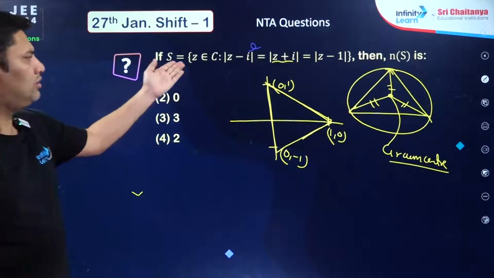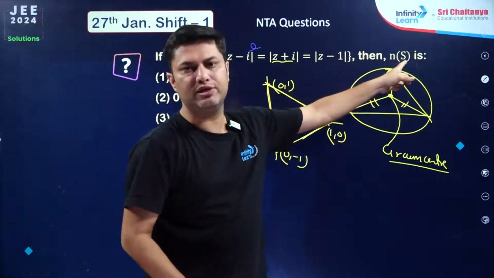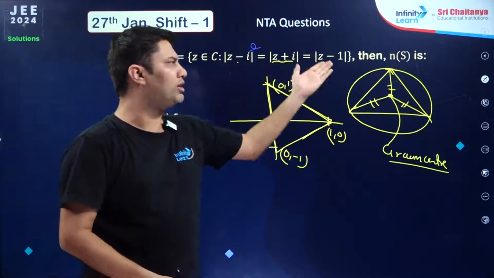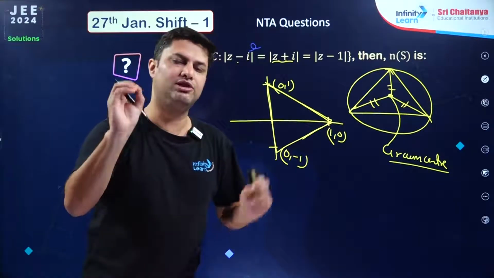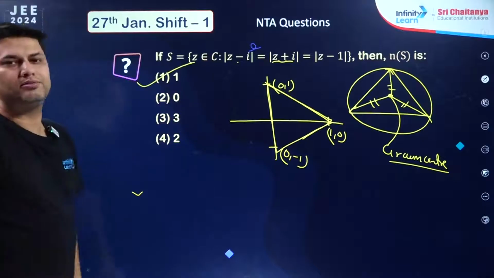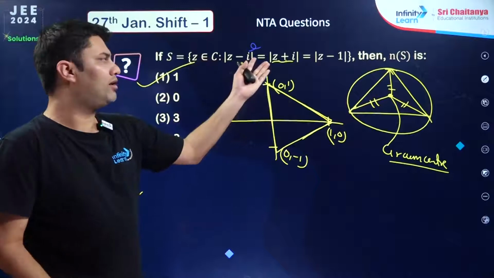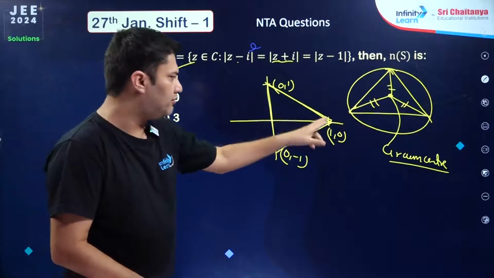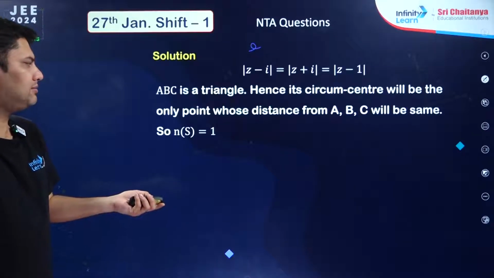They have asked you how many complex numbers there are. n(S) means the cardinality of this set. So how many complex numbers are possible whose distances from these 3 points are the same? Only one point. There is one point related to a triangle, the circumcenter, whose distance from all the vertices is the same. So yes, 1 is the right answer. No need to find that point. If they had asked to find that point, then we would have found the circumcenter of this triangle. Okay, so 1 is absolutely the right answer.